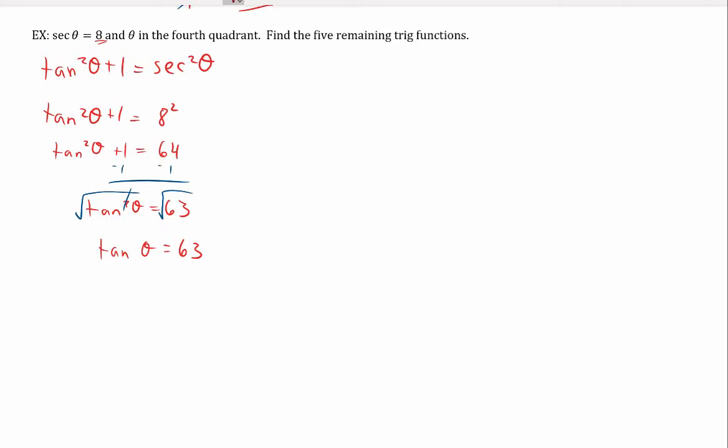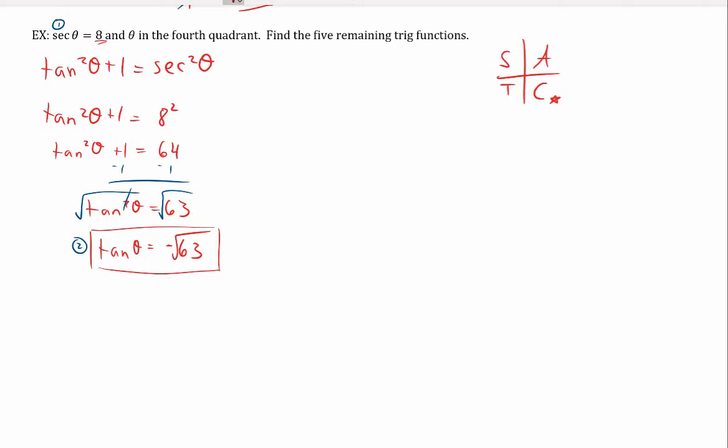All right, so now, square root of 63. But we do need to pay attention to whether that's positive or negative. Well, remember, this angle is in the fourth quadrant, and in the fourth quadrant, tangent is negative, so this is negative square root of 63. So we've got one trig function, and we just found the second one.